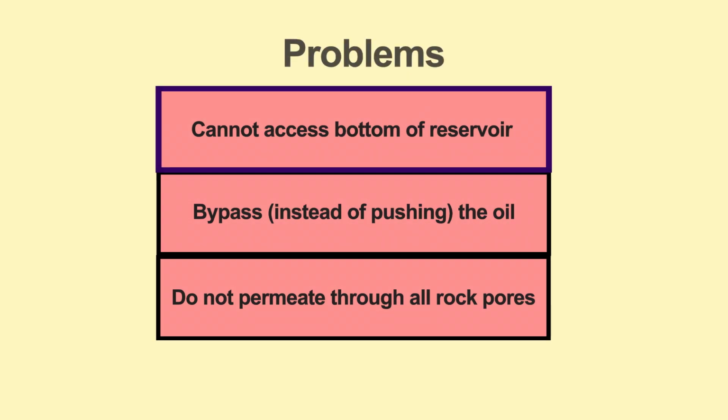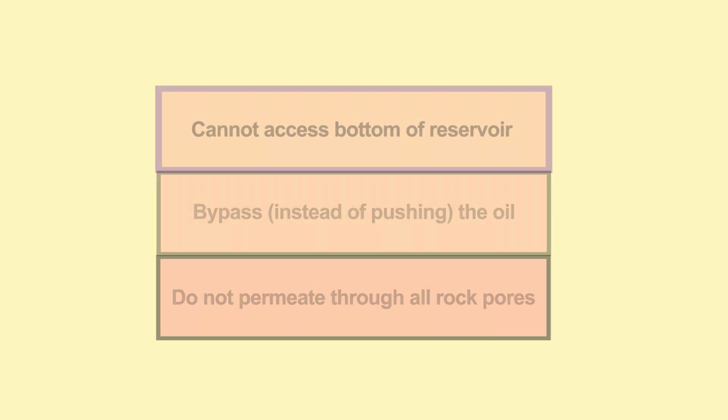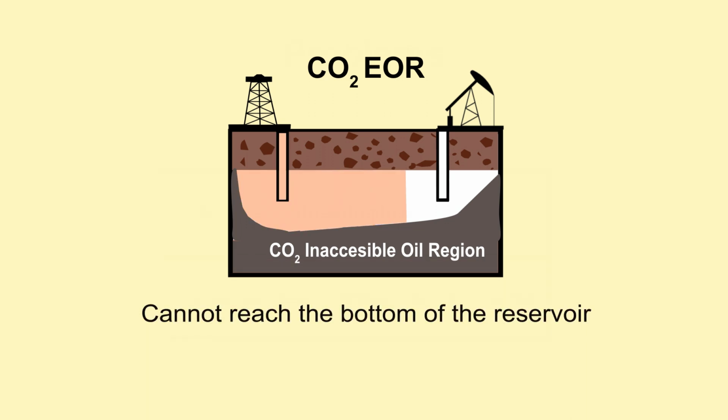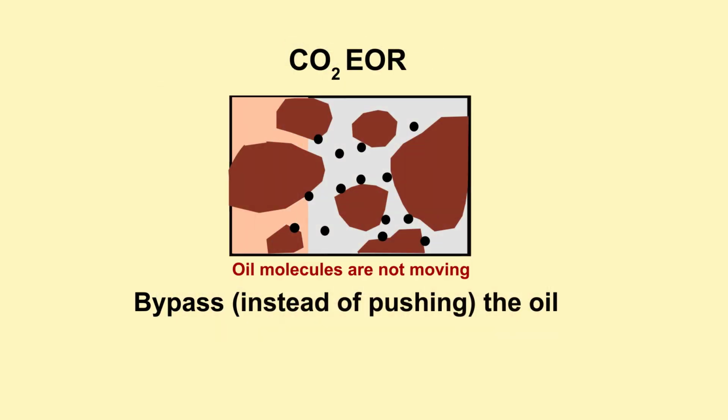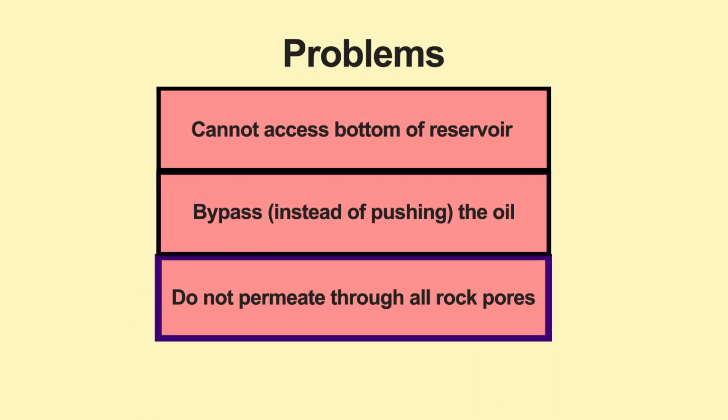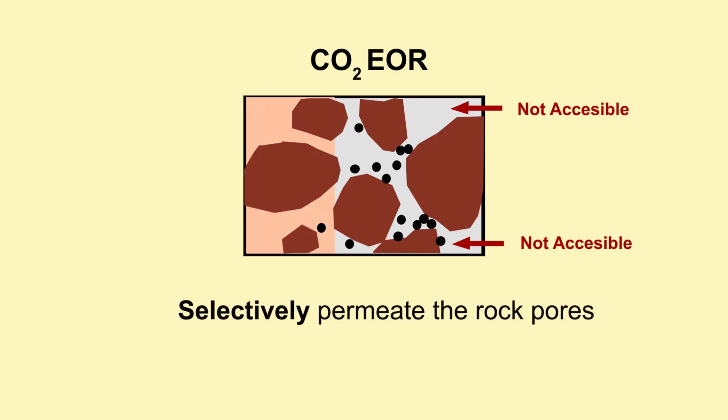There are three main problems. First, because of its low density, CO2 molecules rise, which prevents them from reaching the bottom of the reservoir. Second, the low viscosity of CO2 causes large amounts of CO2 to bypass the oil instead of pushing the oil towards the production well. Third, because of the heterogeneous formation of the rock strata, the varying permeability across different regions of the reservoir prevents CO2 from accessing many parts of the reservoir.